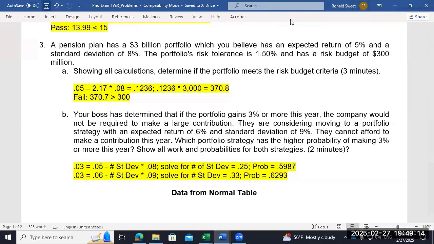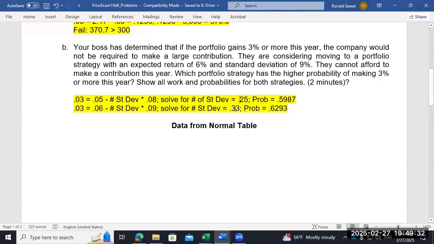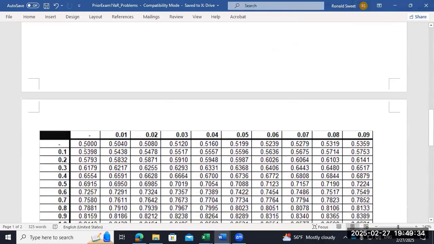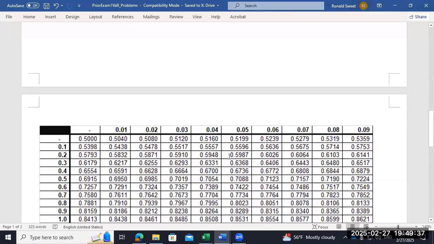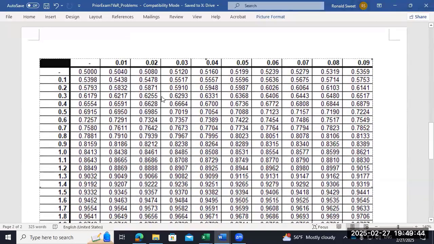All right, I'll put this out there on Canvas. Questions on that? The first three everybody should definitely get. They're the same question over again. If you were to use a normal table on the last question on B, how would you go about it? Well, you've got your number of standard deviations, right? So you're looking for 0.25 and 0.33. There's 0.25 right there, 5987. And what was the other one? 0.33, 6293.